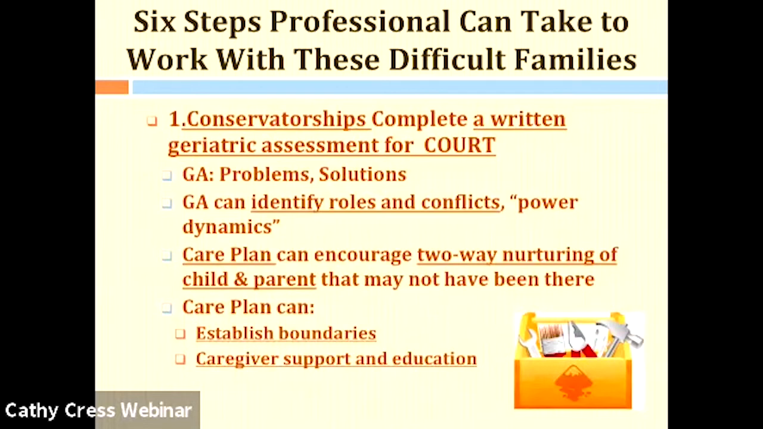So you have to come up with the power dynamics in the family. That's identifying roles and conflicts. You have to have a care plan where you can come up with two-way nurturing of the child and parent, which is a skill in itself in geriatric care management, a tool, and a way to establish boundaries and offer caregiver support and education. And that usually is passed on to the conservator, or, in the East, it's just called a fiduciary. And we can move on. So that's a really good tool.